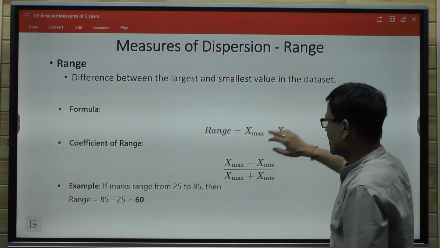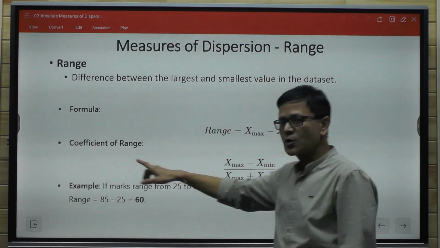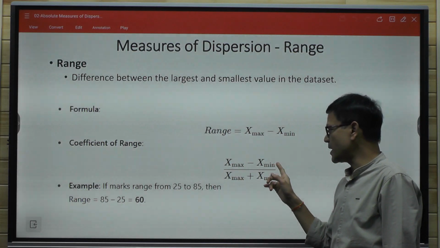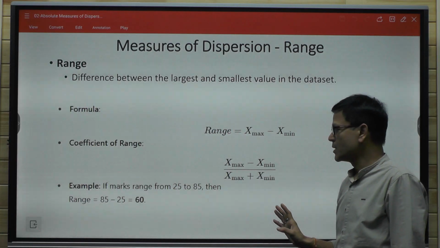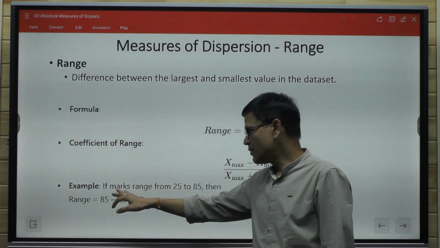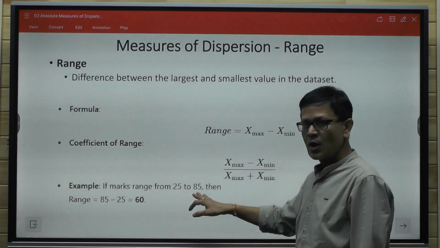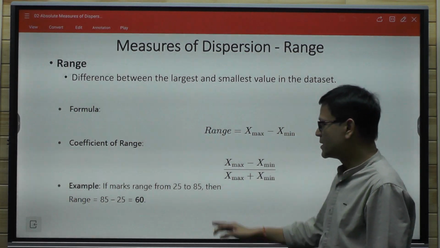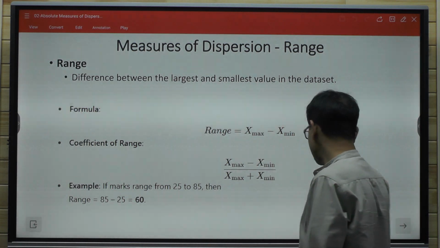for range is range equals x max minus x min, and the coefficient of range can be calculated as x max minus x min divided by x max plus x min. So this gives us the coefficient of range. For example, if marks range from 25 to 85, of certain subjects, then the range is 85 minus 25, that is 60. So this is how we calculate the range.